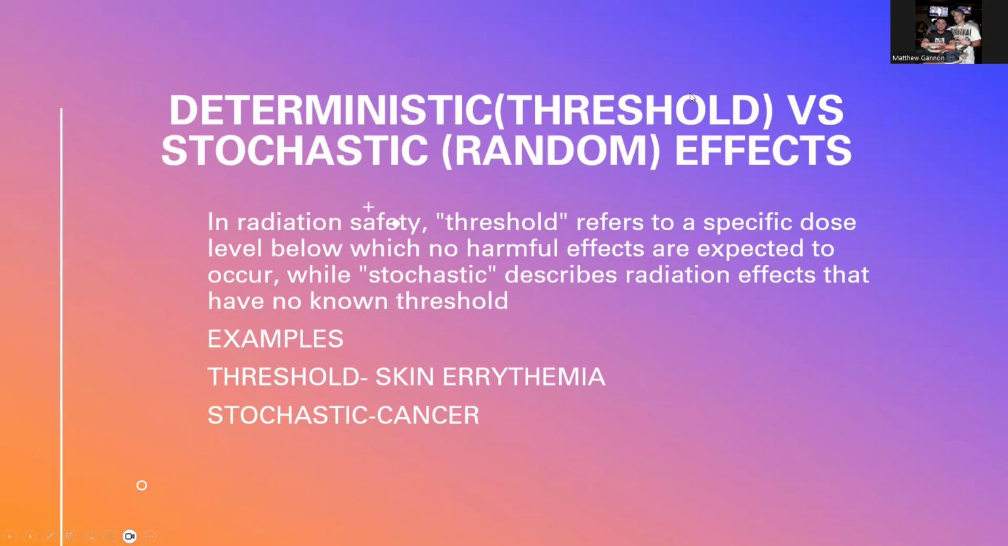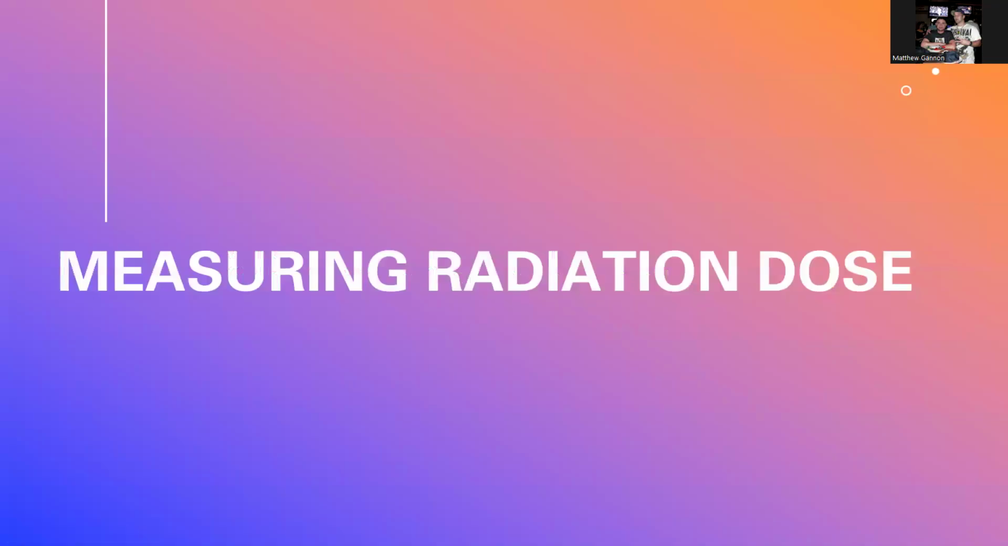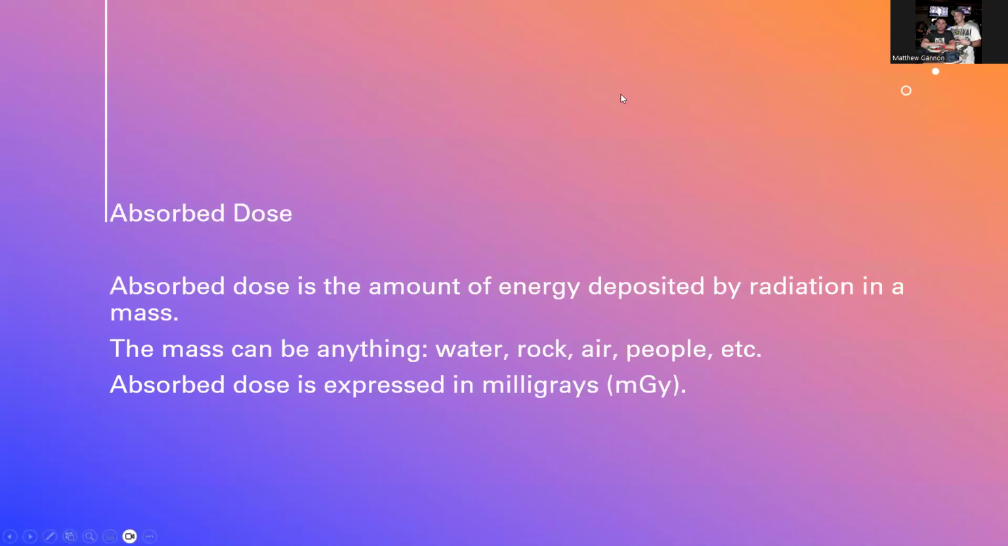And how do we measure this radiation dose? We do that in three ways. The first is the absorbed dose. Absorbed dose is the amount of energy deposited by radiation in a mass. The mass can be anything, a piece of wood, rock. It can be a person, but it does not have to be limited to biological tissue. This can be in any kind of mass, and that is expressed in milligrays.